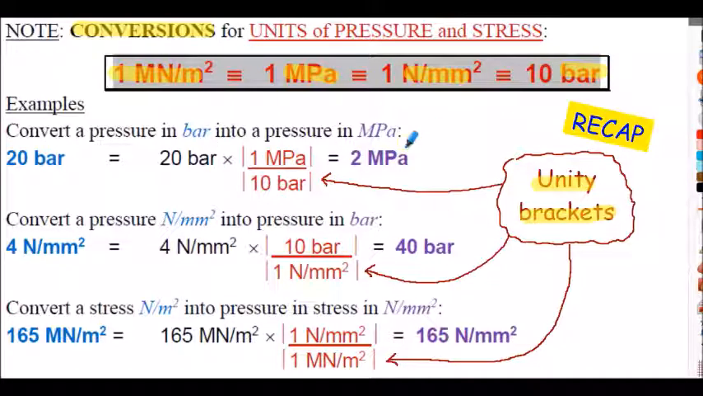You may not want to use them because you may know the conversions, but if you did want to convert, for example, 20 bar into megapascals, then using our unity bracket, the conversion would be 1 megapascal divided by 10 bar, because there are 10 bar in 1 megapascal shown above. So our conversions, don't forget, are always of cancelling unity brackets.